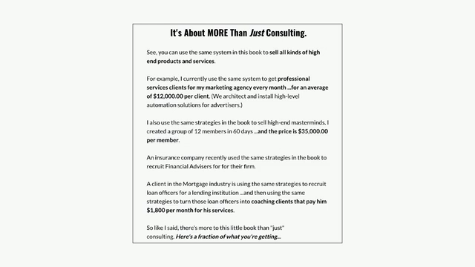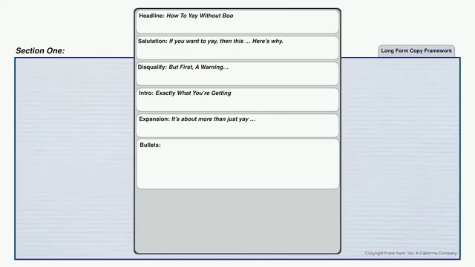An insurance company recently used the same strategies in the book to recruit financial advisors for their firm. A client in the mortgage industry is using the same strategies to recruit loan officers for a lending institution, and then using the same strategies to turn those loan officers into coaching clients that pay him $1,800 per month for his business. So like I said, there's more to this little book than quote unquote just consulting. Okay, so that's that first block of it, right? I'm just sort of expanding the value, right?